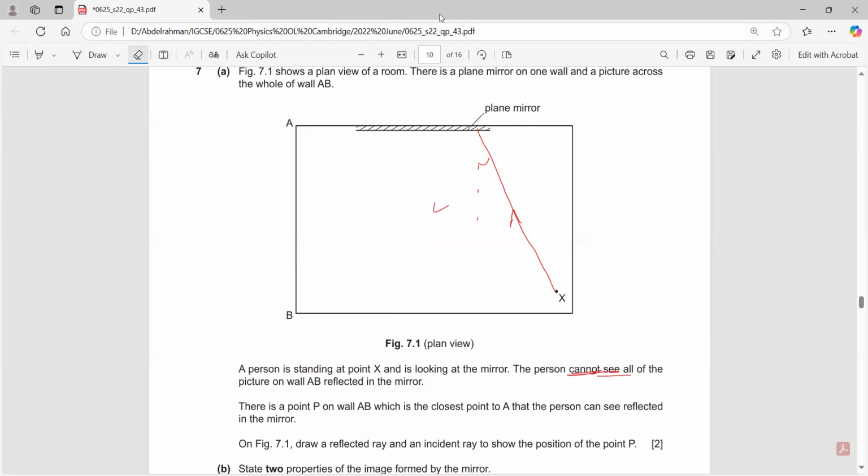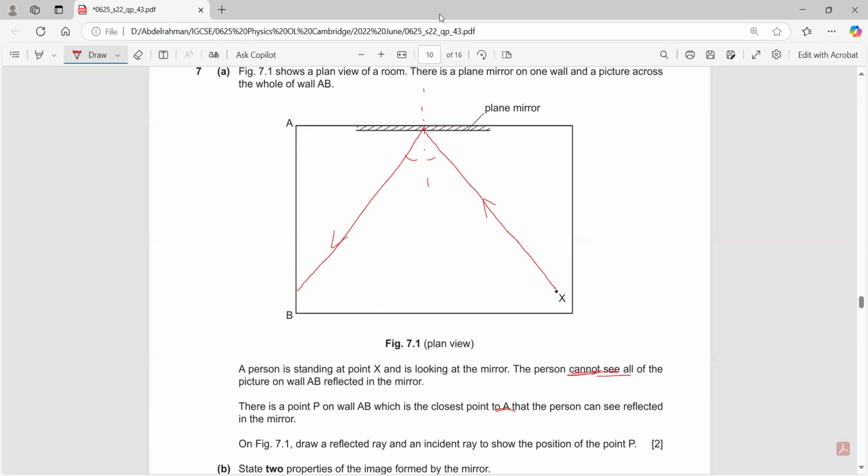What happens if we increase the angle? For example, if I increase the angle from X to the center of the mirror and draw another normal, a reflected ray would reach this point. So this is the angle of incidence and angle of reflection. So he'd see part of the picture. Would this be the correct position of P? There is a point P which is closest to point A. Will this be the closest to A? I don't think so. Why?